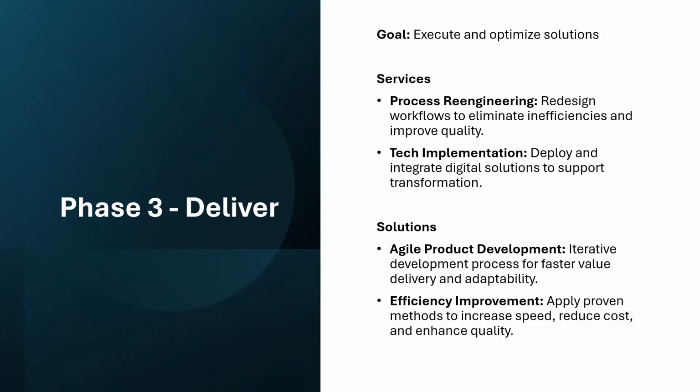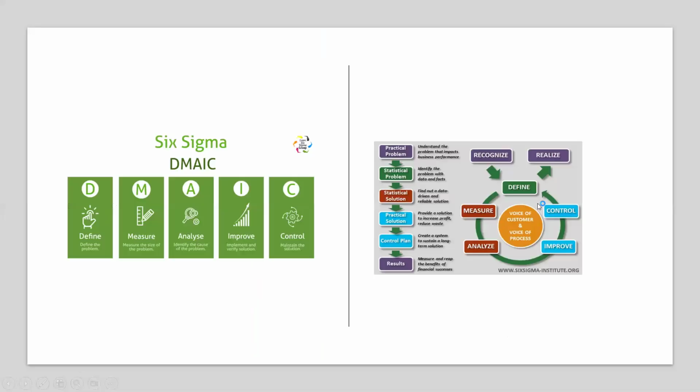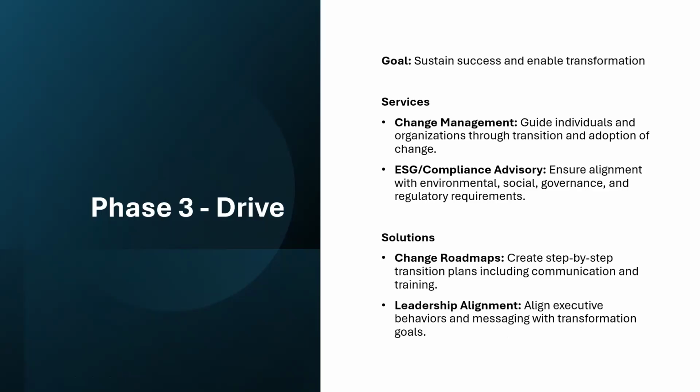Okay, like I'm going to give an example a little bit. So let me just go through the theory, if you like. And then phase 4 is the drive. Sustain success and enable transformation. And this is where you implement change management, the principles. You guide the company through transition and adoption of change.